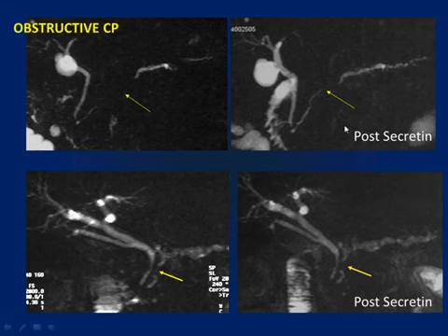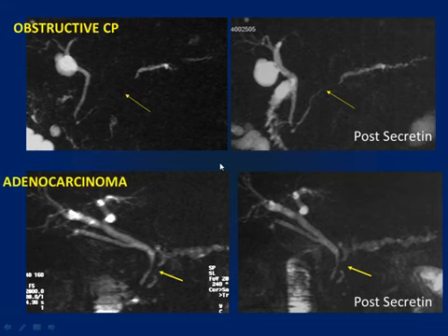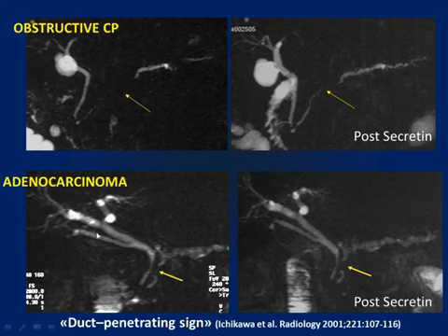So this is a case of obstructive chronic pancreatitis, and this is a case of adenocarcinoma of the head of the pancreas, and this sign is called duct penetrating sign. It was described by Ishikawa in 2001, and it is of value when you have to differentiate some difficult stenosis of the pancreas.